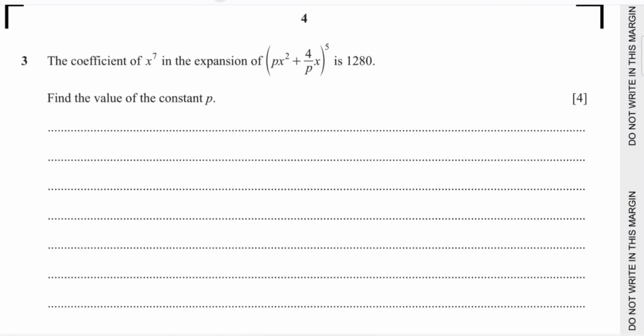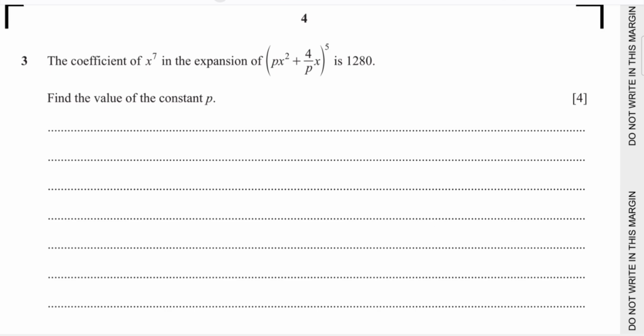And for the third question, it says the coefficient of x to the 7 in the expansion of (px² + 4x/p) to the power 5 is 1280. It says find the value of the constant p. Right?